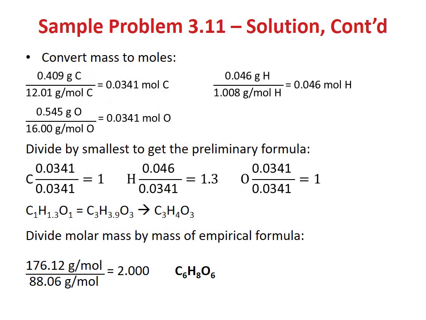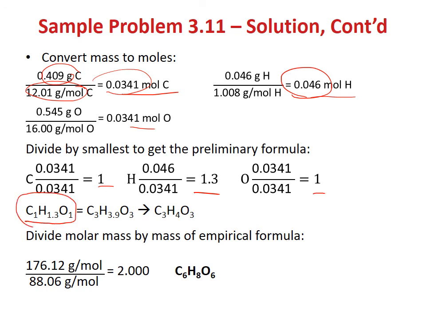As we have done before, we use grams divided by molar mass of carbon to give you the moles of carbon, moles of hydrogen, moles of oxygen, and the smallest is 0.0341. So you divide by that one. So the ratio is 1 here, and divided by 0.0341 gives you 1.3, and this is also 1. So you have the preliminary formula: carbon 1, hydrogen 1.3, oxygen 1.